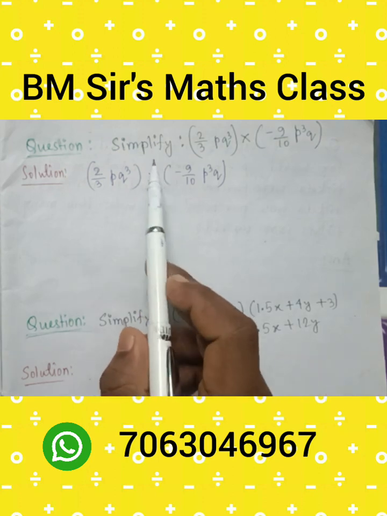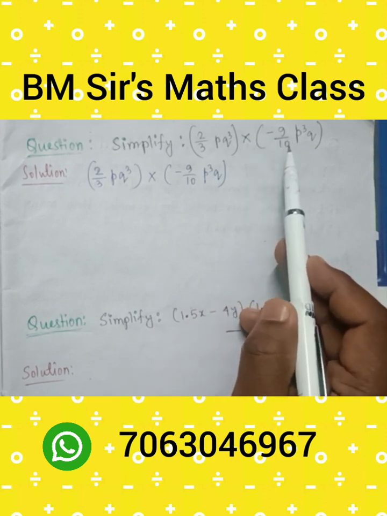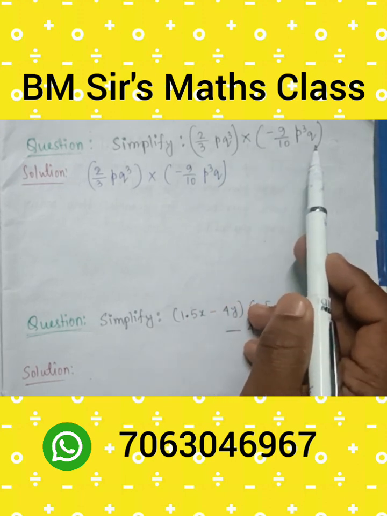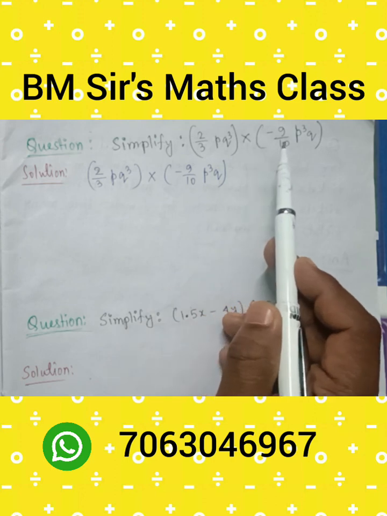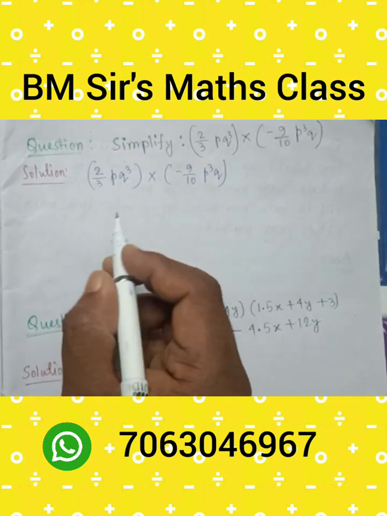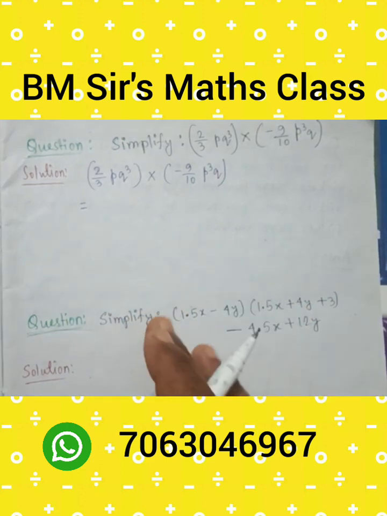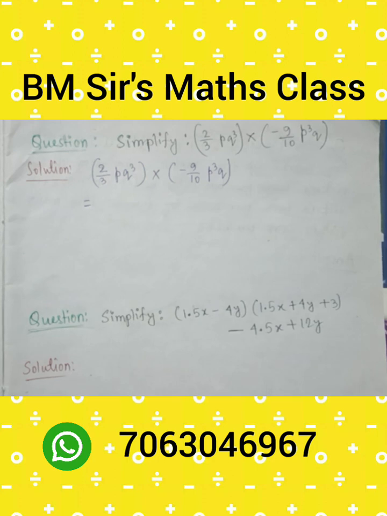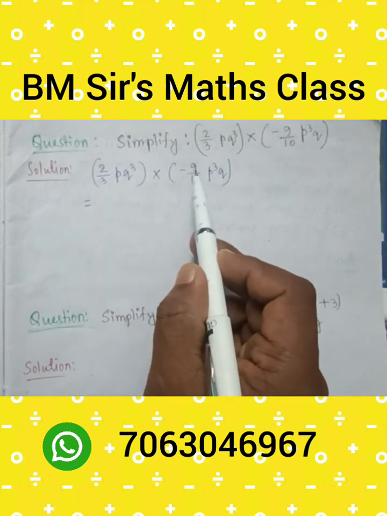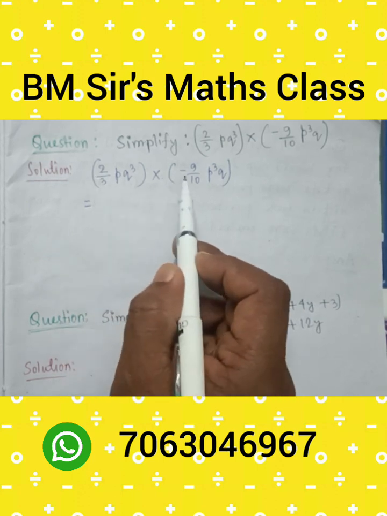Now solve this question. Simplify 2/3 p³ × (−9/10) p³. See that both are monomials here, a product of monomials. To simplify it, at first copy the question. To multiply these two terms, we first multiply the two coefficients. The coefficient of the first term is 2/3 and of the second term is −9/10.